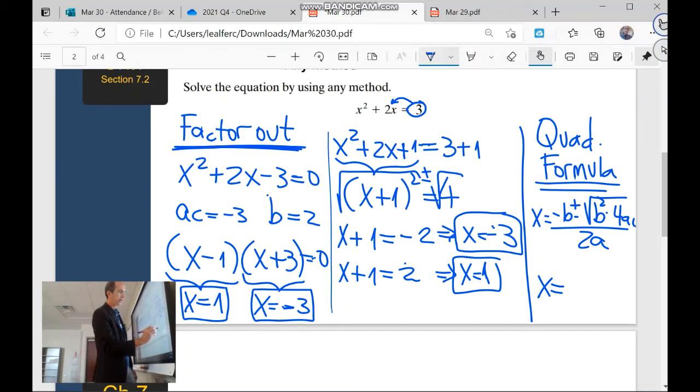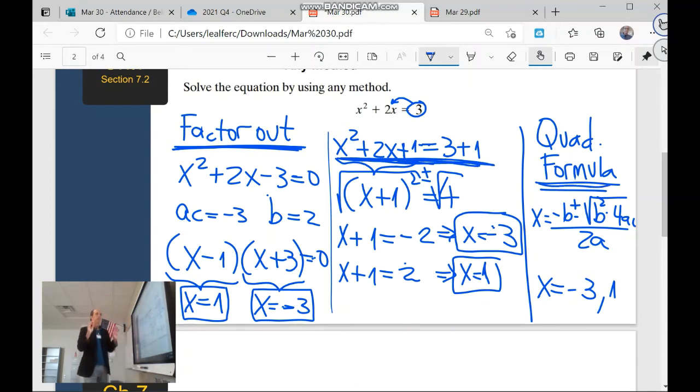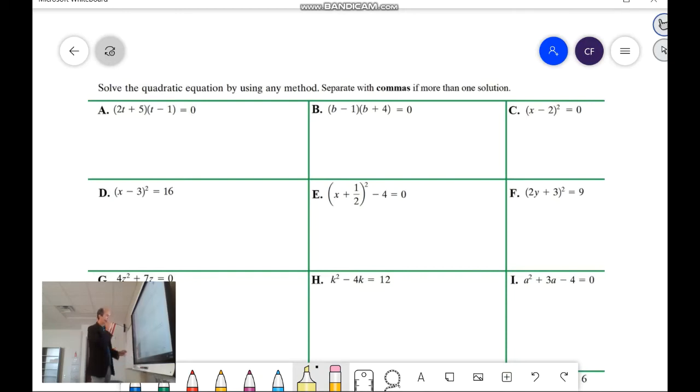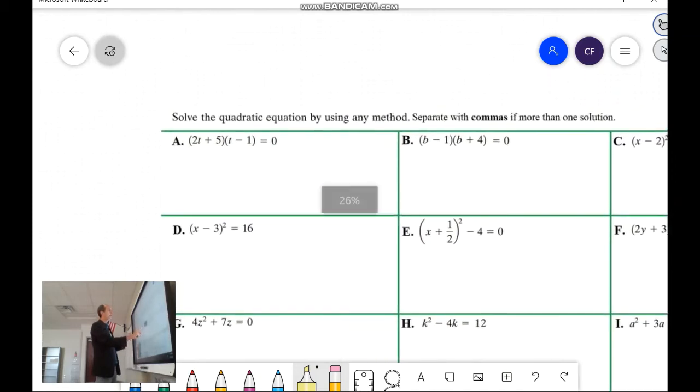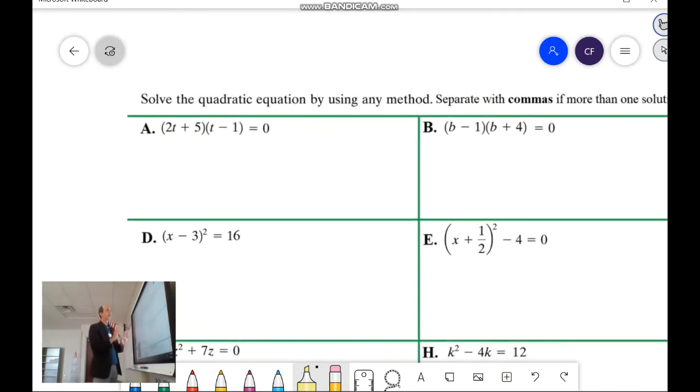The same thing here, x equals negative 3 or 1. So no matter the methods that you use, you can use factoring out, the method of completing the square, or the quadratic formula, you're going to find the same answer. Let's work real quick on a few questions of the quiz, and you're going to understand. The assignment today is to solve the quadratic equation by using any method.